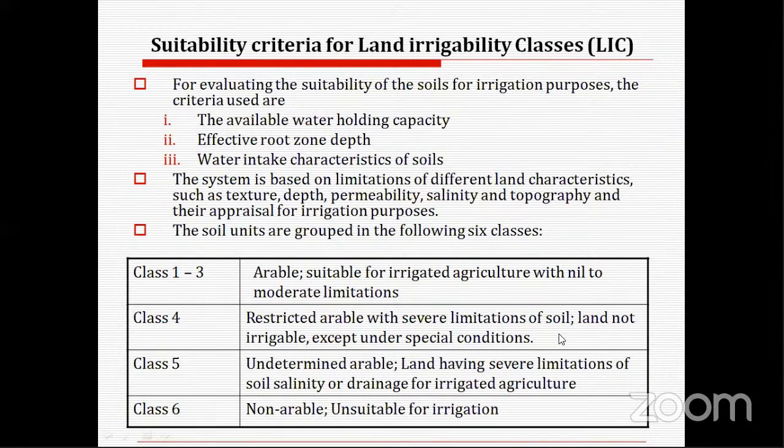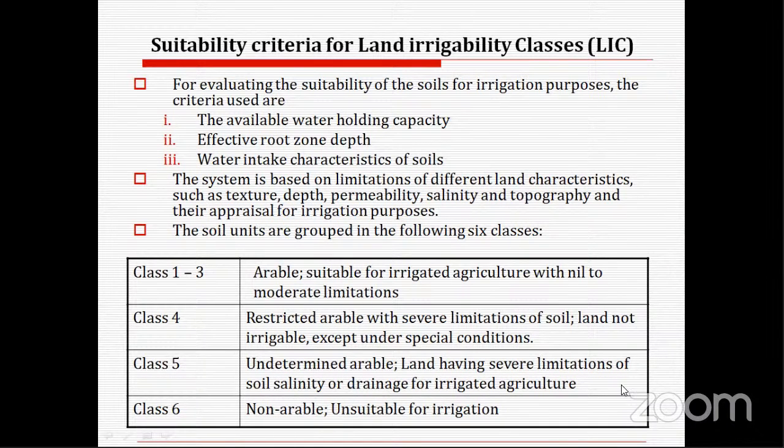There are very severe limitations, land not irrigable except under special conditions. So in these conditions, there will be a restriction of variability. Land can be irrigated only under very special conditions. Coming to class 5, students, undetermined. We can't determine. Here at least there is a restriction, a particular season restriction, but here you can't expect what will happen.